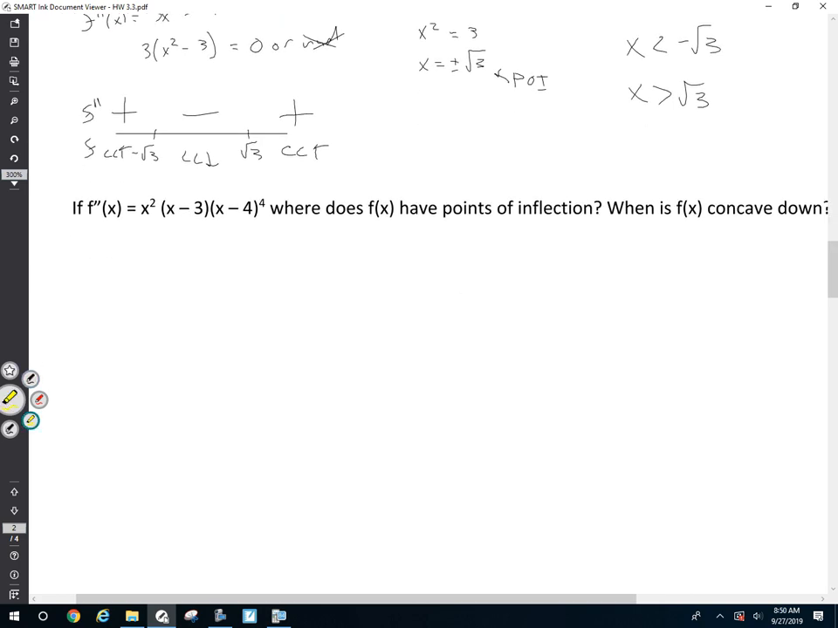For this question, you're given the second derivative. Make sure you understand what is given to you, what your questions are about. It asks you about when f has points of inflection. Given the second derivative, we just need to do our sign analysis of the second derivative. I know 0, 3, and 4.